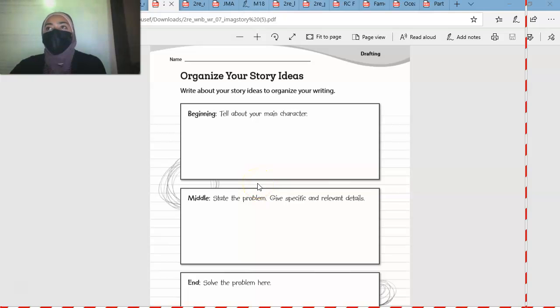All right, welcome. Here's your writing lesson 7.9. We're writing an imaginative story. That means it's a made-up story. It's an imaginative narrative. That means it's a made-up story.